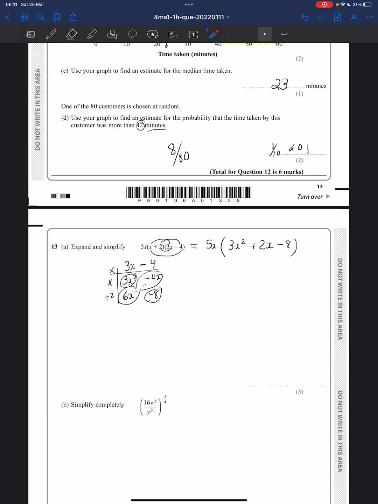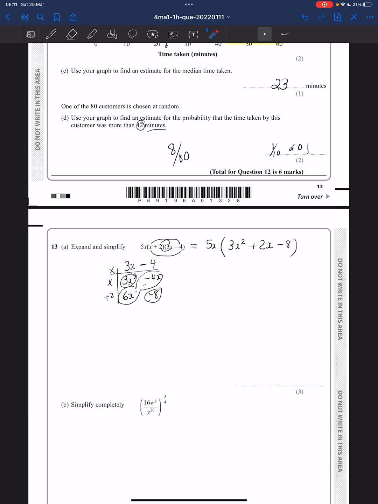I used to teach this at a school, and they used to call this the peanut method, because that looks like a peanut. If it helps you remember it, that's good. Okay, so now what we've got to do is 5x times each of these. So it's 5x times that, 5x times that, 5x times that.